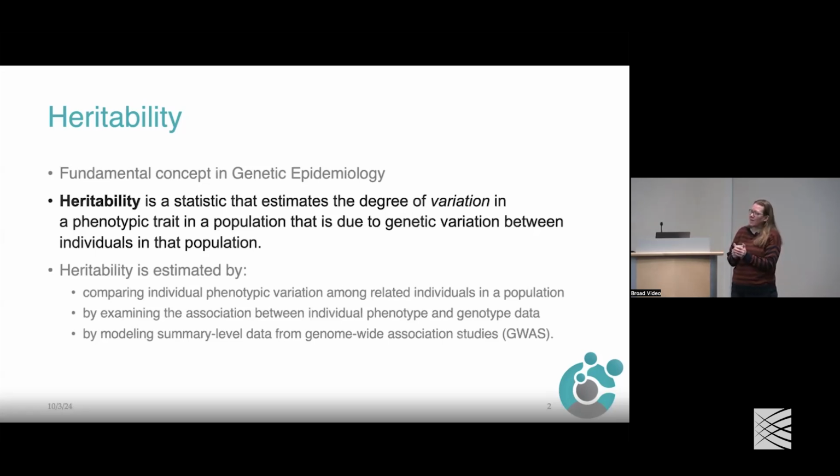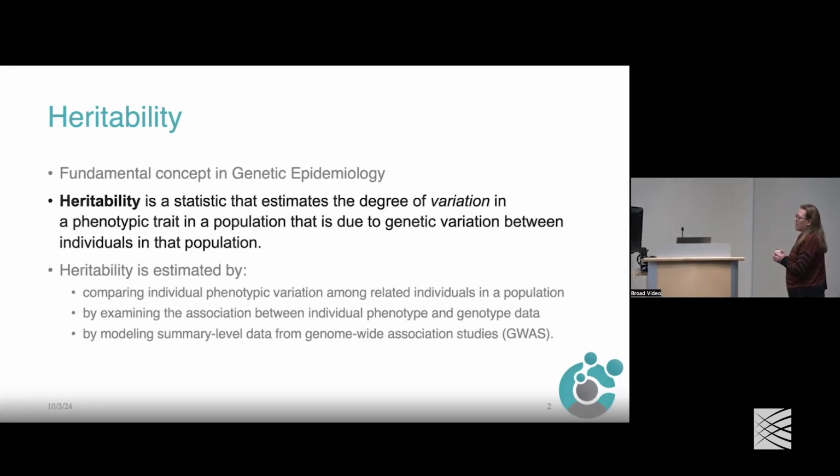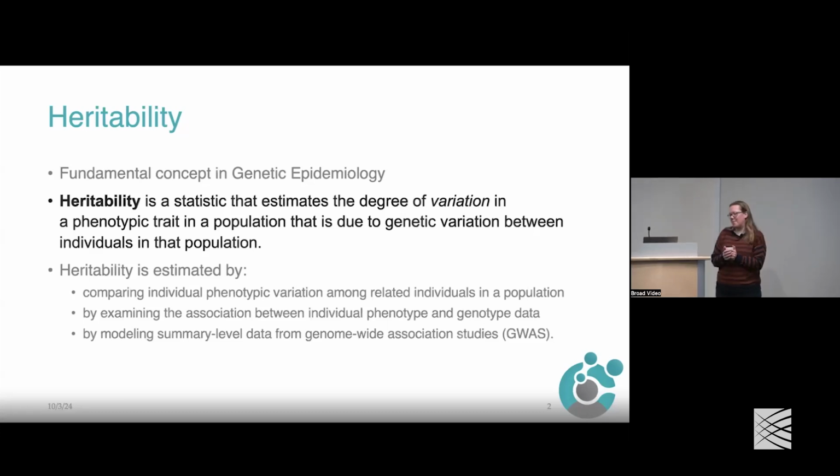We can compare individual phenotypic variation among related individuals in a population. If you have a study design of a nuclear family, for example, you know expected trait covariances between the individuals in the families based on the amount of the DNA that's been inherited through the pedigree. You can also estimate heritability by examining the association between individual phenotype and genotype data, and by modeling summary level data from genome-wide association studies.